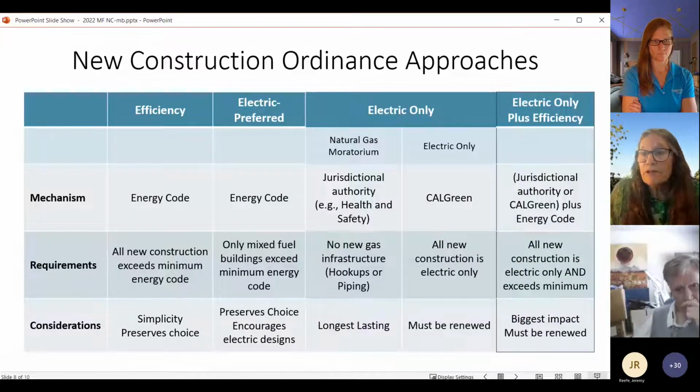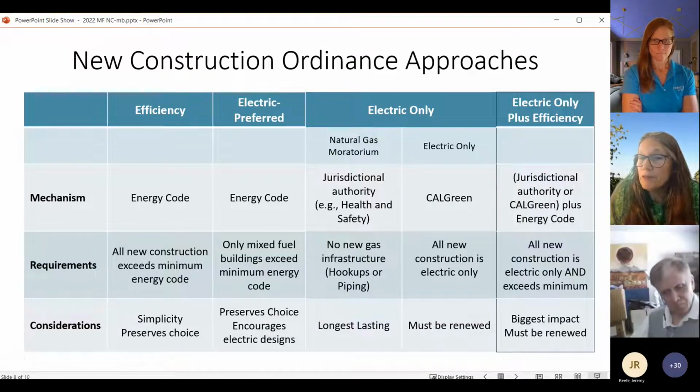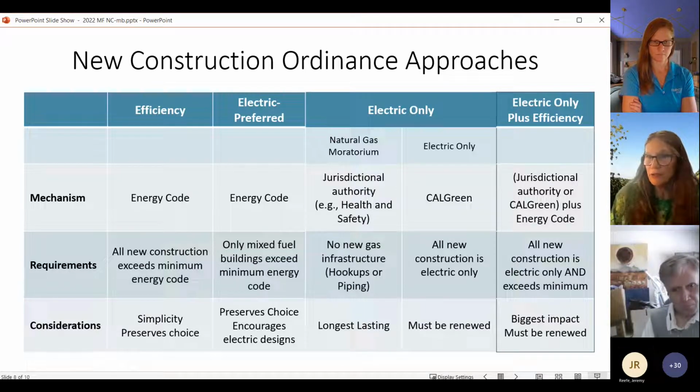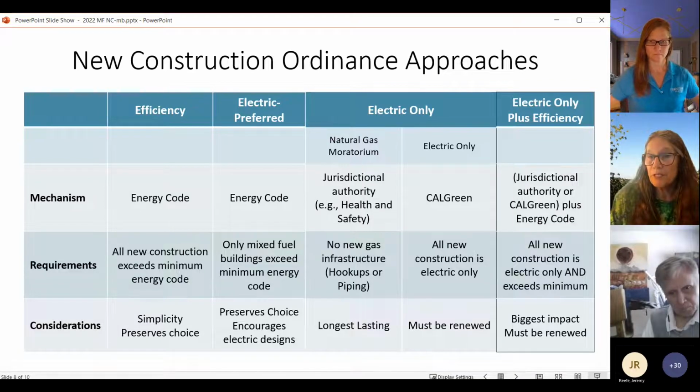Okay. Third, there's electric only. And at this time, we've identified a couple of different ways you can accomplish that. One is a building code amendment through CalGreen, and the other is a municipal code amendment using the jurisdiction's, essentially, police powers to maintain health and safety. Effectively, they result in the same thing, which is that all new construction is electric.